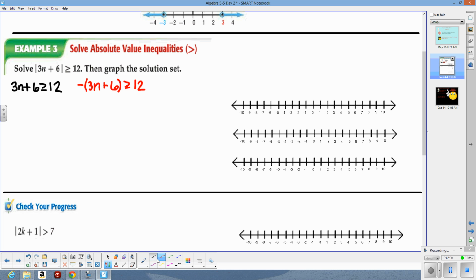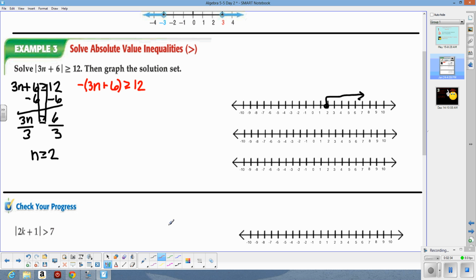So now let's go ahead and solve our first case. Subtract 6 from both sides. And we have 3n is greater than or equal to 6. Divide both sides by 3. And we get n is greater than or equal to 2. So if we want to look at the numbers that are greater than or equal to 2, we'd fill in the circle on the 2, and it goes to the right.